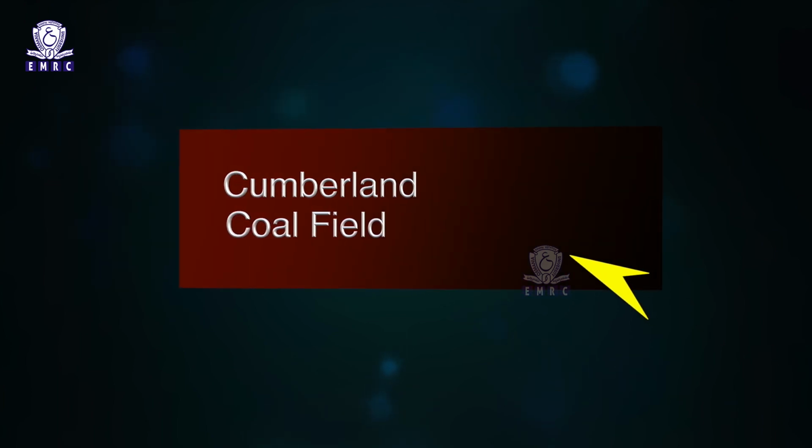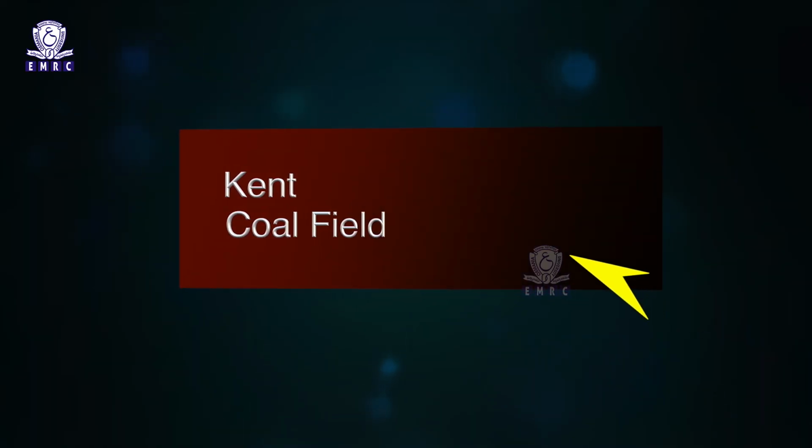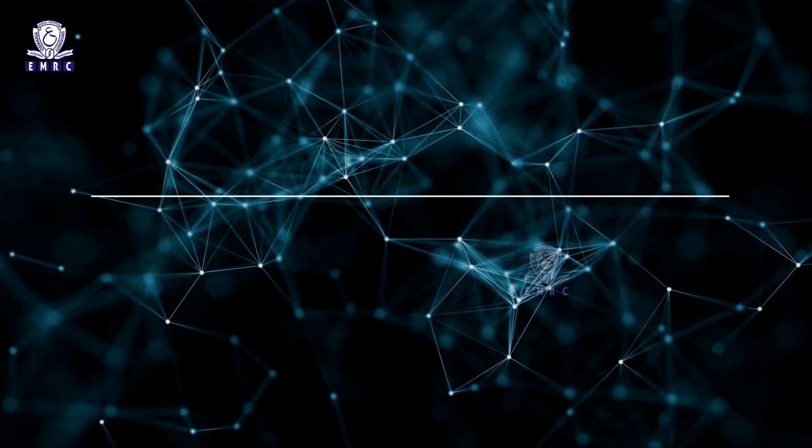You may be aware of the Cumberland coalfields. You should also see these regions on the map. It is located on the west coast, with manufacturing industries including shipbuilding. Apart from that, the Kent coalfield is a small coalfield located southeast of London.